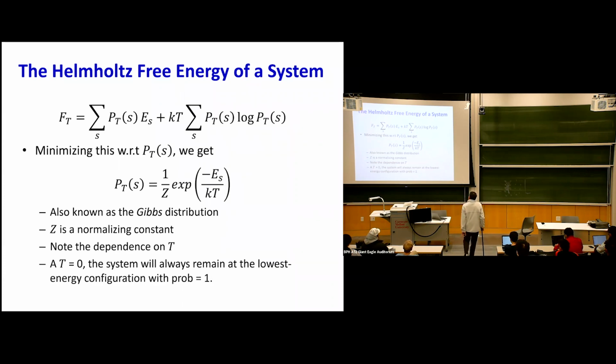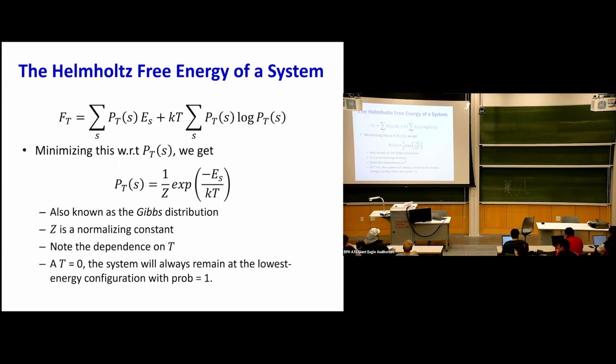So note the dependence on T. If the temperature T is 0, this means that only the E of S which is the smallest is going to have any probability, because division by 0 is going to magnify the differences between probabilities, right? And so only the highest probability term is going to stay. Everything else will end up with zero probability.